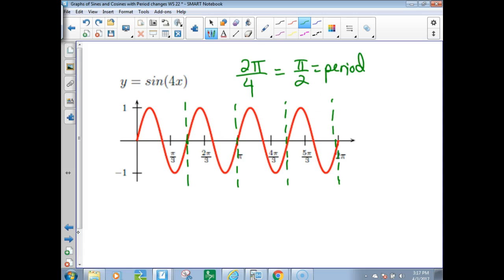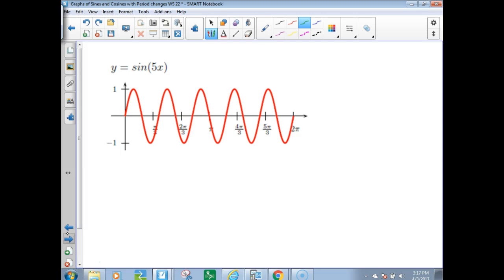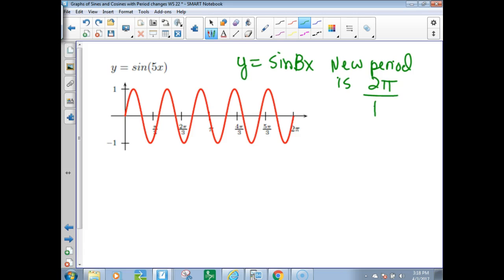Okay, so what we're going to surmise here, I want you to notice, you don't have this one, do you? All right, so if it's in this form, y equals sine bx, the new period is 2 pi divided by the b value. For this particular one, the period would change to 2 pi divided by 5, or 2 pi over 5.